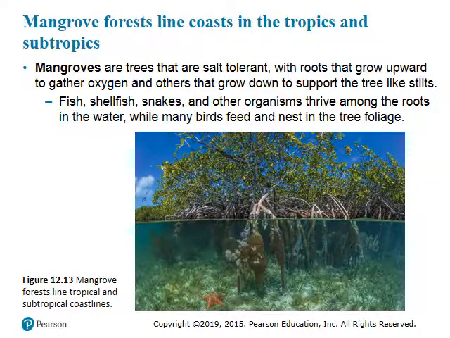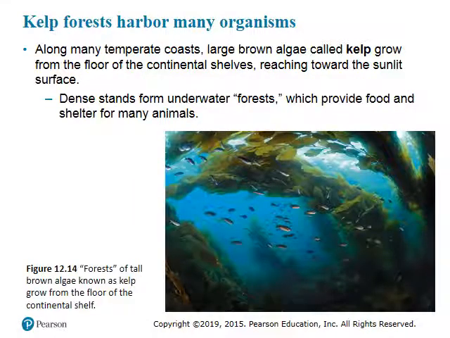It's insane. Now, kelp forests tend to occur on temperate coasts. You see a lot of these off the coast of California. These would be large brown algae called kelp that grow from the floor of the continental shelves and reach toward the sunlight at the surface. These are super dense. They're basically underwater forests, and they provide a lot of food and shelter for many animals.